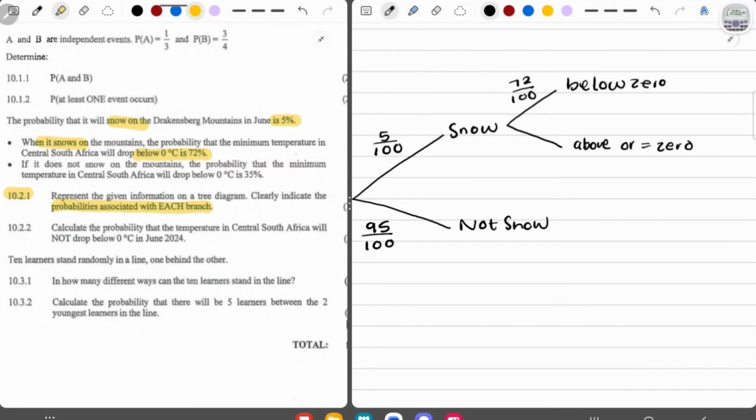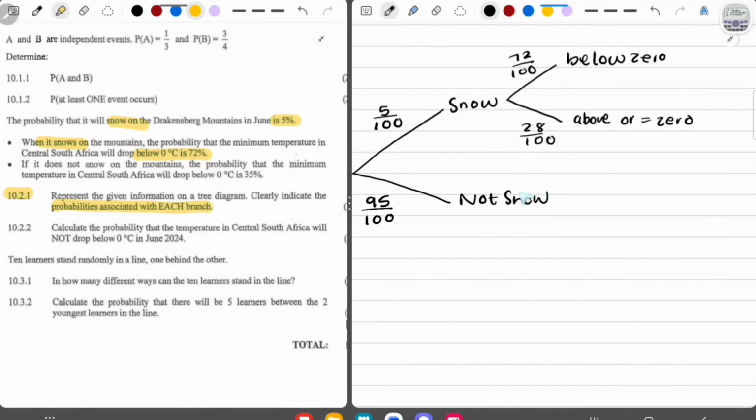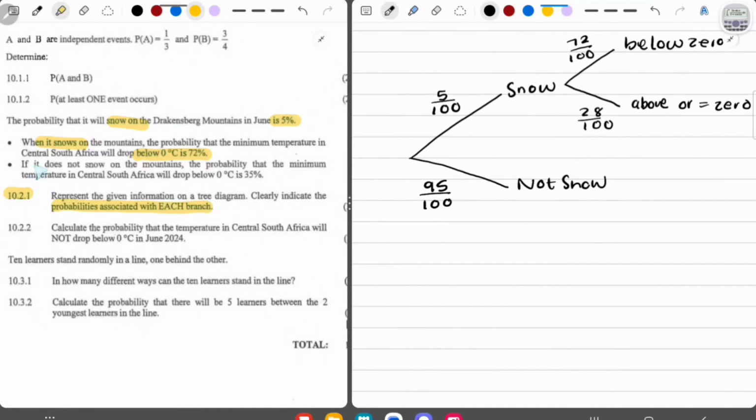Okay, so then that is going to be what? If we already know this one is 72%, when you add them together, they should give you a total. So what is left of this? 100 minus 72, that is 28. So that's 28 over 100. That will be the probability that it's going to be above or equal to 0. Then here we have not snow. Let's just keep reading and see what we have.